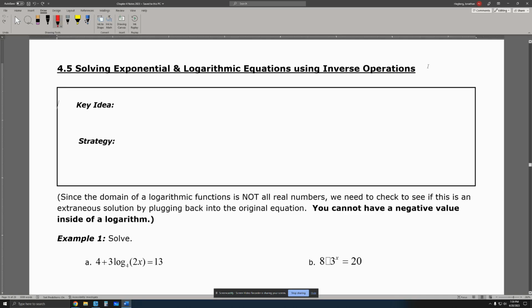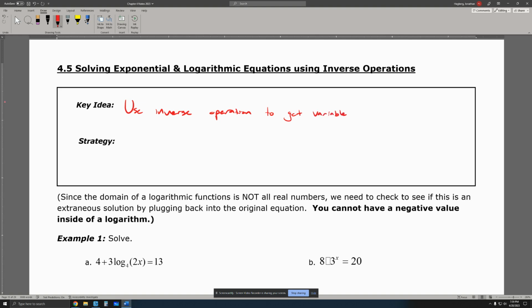Hi everyone. Today we're going to be completing our notes on 4.5, solving exponential and logarithmic equations using inverse operations. So the key idea for today is that we're going to use inverse operations to get the variable by itself. Similarly to any algebraic equation, we can use inverse operations to isolate the variable.